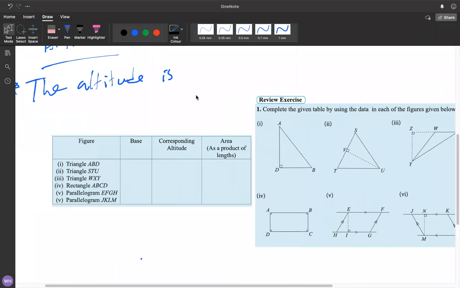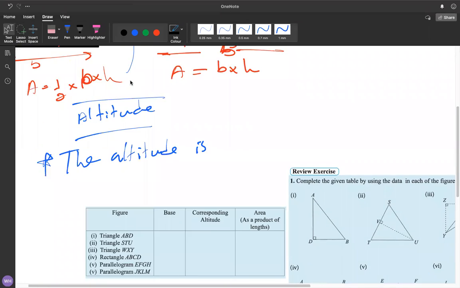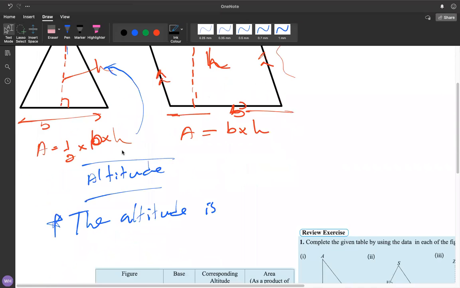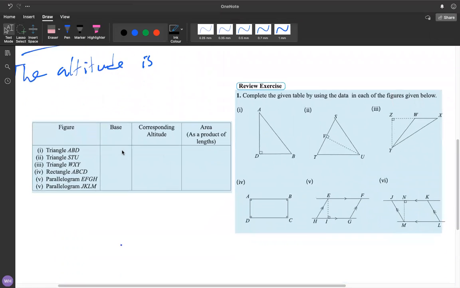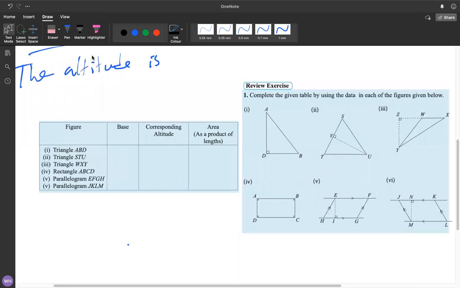The altitude is the perpendicular height in a triangle or a parallelogram. So this is basically what is altitude. I'm not going to draw it for a grade 11 student. Okay, you just have it as a definition. That's all.